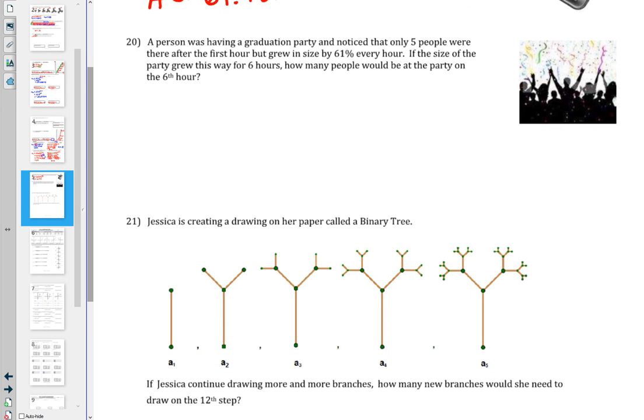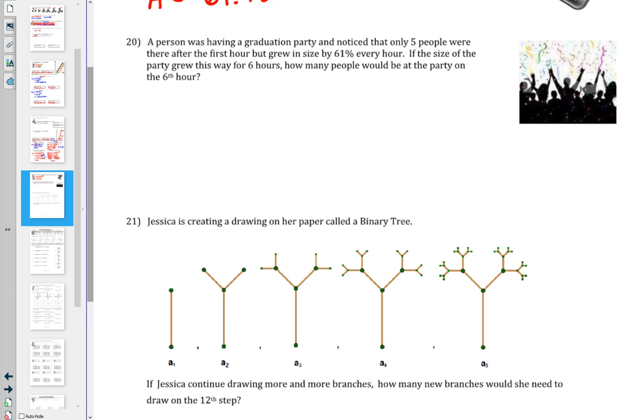A person having a graduation party noticed that only five people were there after the first hour, but the party grew in size by 61% every hour. If the size of the party grew this way for 6 hours, how many people will be at the party on the 6th hour? I like it.